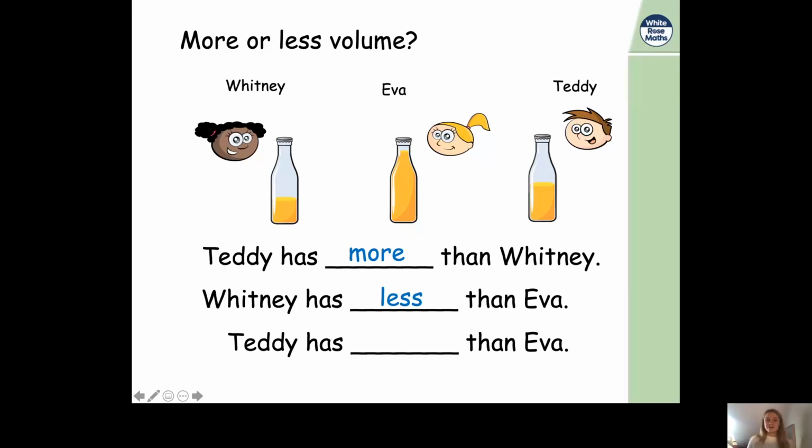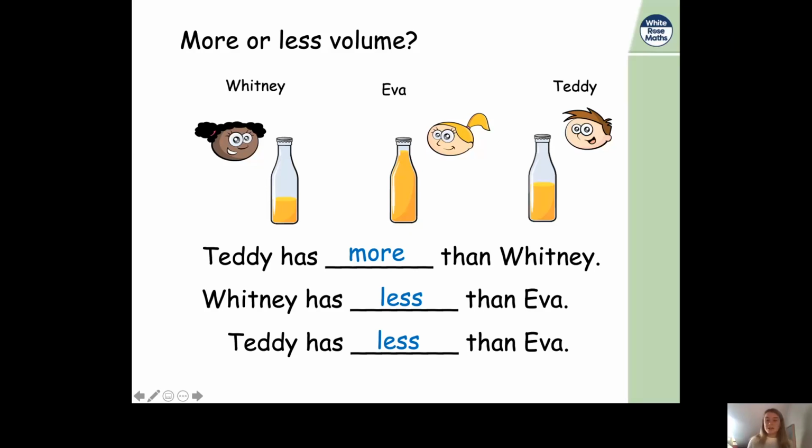Okay, Year 2, so let's have a look together while we're comparing Teddy and Eva. Well, we've just said that Teddy's is half full and Eva's is nearly full, okay? It's nearly at the top. So therefore, we can say that Teddy has less than Eva. Okay, so well done if you got that correct.